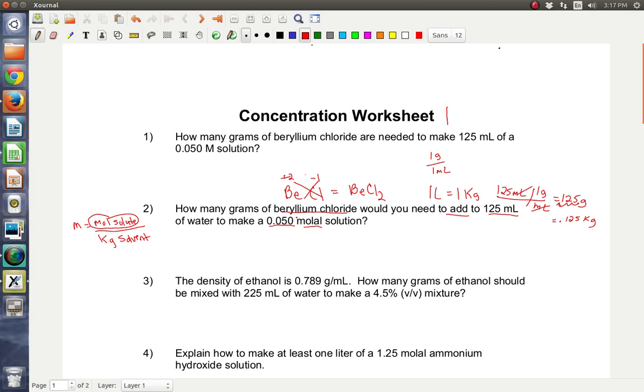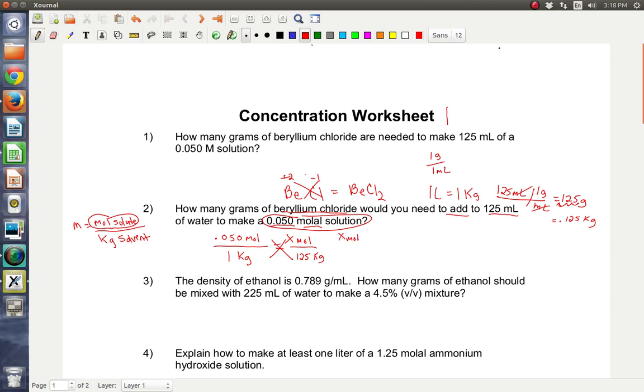Now, the molal solution, they told us here, is that we're trying to make a molal solution of 0.050. So remember what that means. That means 0.050 moles of solute is going to be in every 1 kilogram of solvent. And so we set up these equivalent fractions and then solve for the unknown. So how many moles then will we need in 0.125 kilograms? Okay, we cross multiply and solve for that.